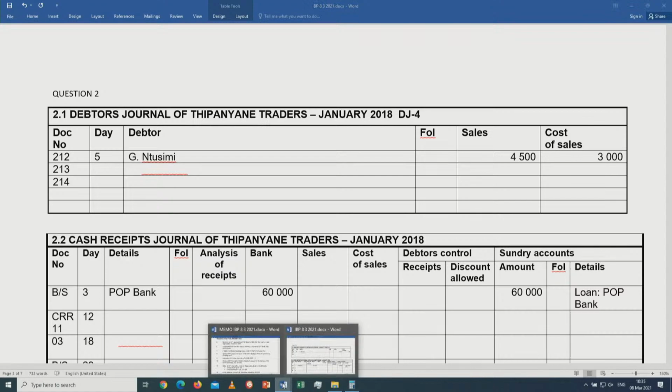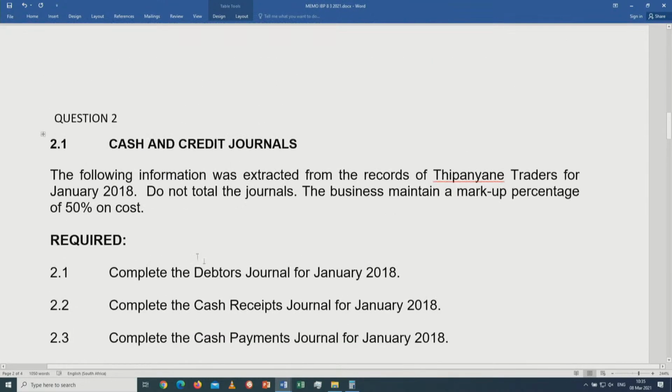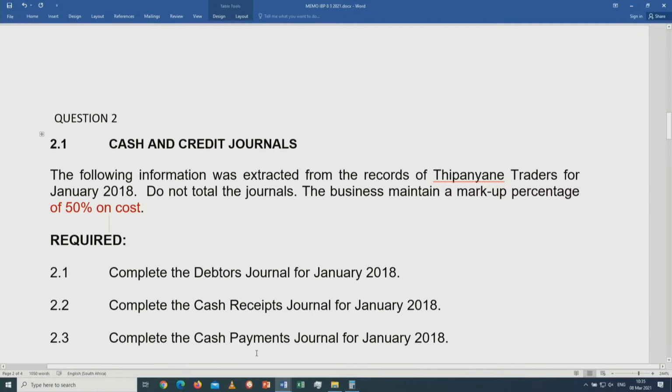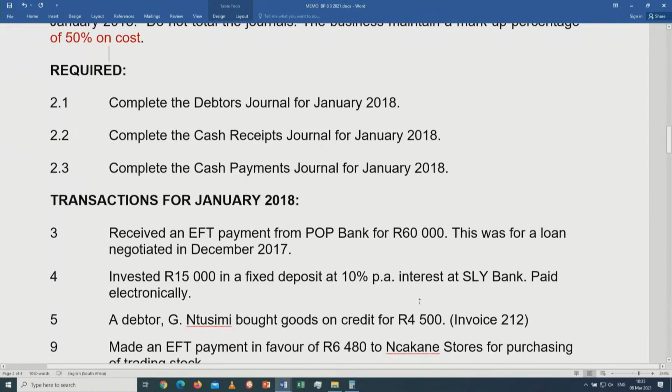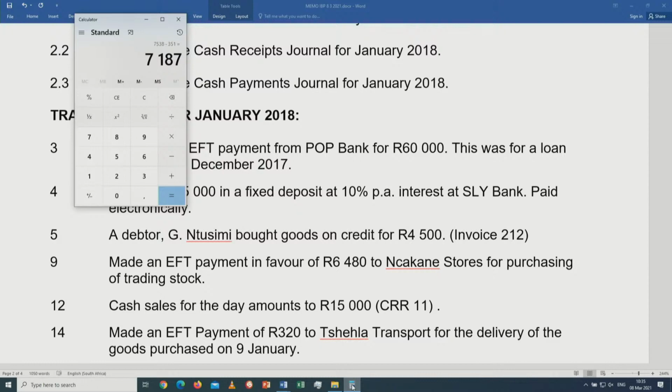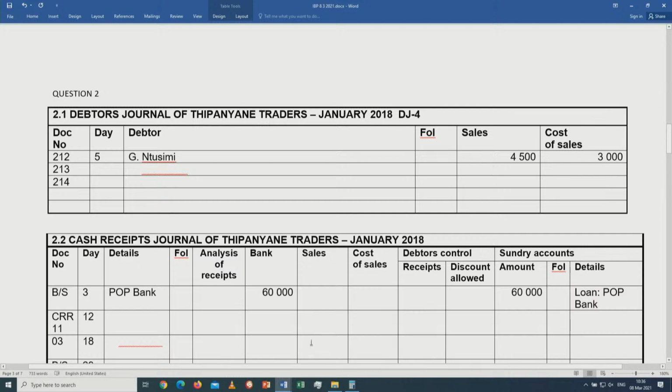Let's calculate cost of sales. You need to go back to the information that you have. It says the markup was how much? It was 50%. Therefore, you have to calculate the 50% out of the 4,500. Let's go to our calculators. Remember the formula for markup: the amount, multiplied by 100, divided by 100 plus the percentage given. We are given 50%, therefore you'll divide by 150, and you'll have 3,000. So when you go to your journal, your cost of sales is 3,000. Under your debtors journal, your sales is 4,500 and your cost of sales is 3,000.